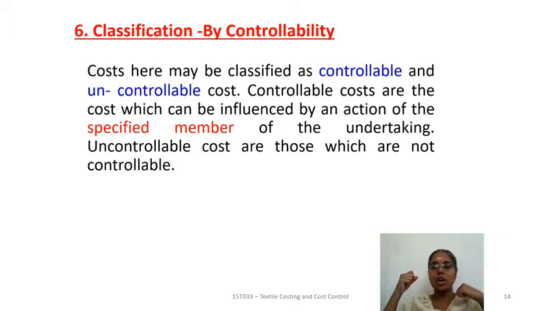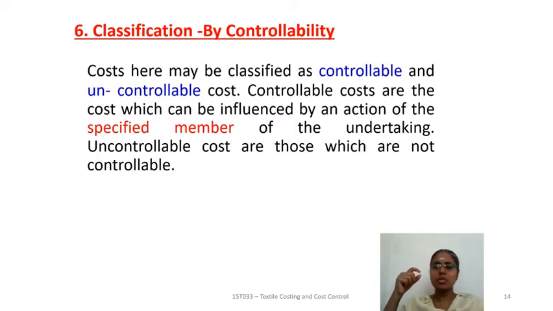It is called classification by controllability. It is very simple: controllable and uncontrollable costs. Controllable costs are costs that are influenced by the action of a specified member. So if some loss has happened or some cost has increased, who is responsible? You can see that some person is responsible for that. It is not for finding fault with that person. It is to identify who the responsible person is so that it can be improved.